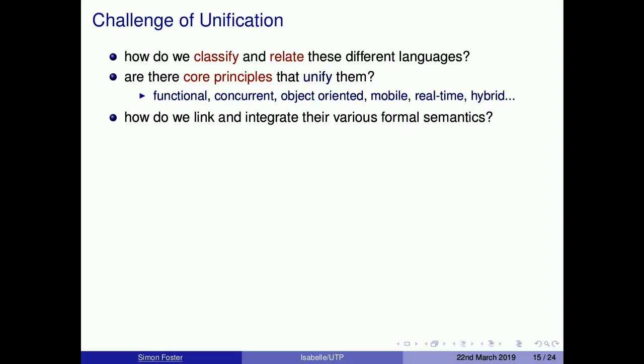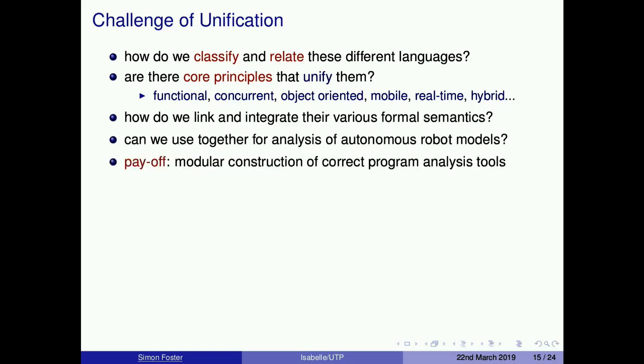How do we integrate and link their various formal semantics? Can we use the tools together for analysis of autonomous robot models? And if we can, the payoff, of course, is modular construction of correct program analysis tools. So the idea of UTP is that once you can identify the fundamental paradigms that underlie your programming languages, called computational paradigms in UTP, we can use those computational paradigms as building blocks that will allow us to construct verification tools for a variety of notations.